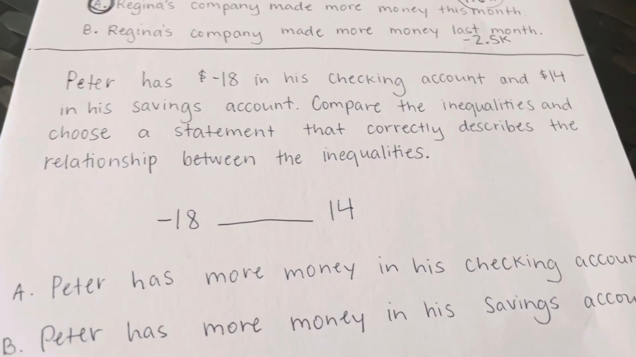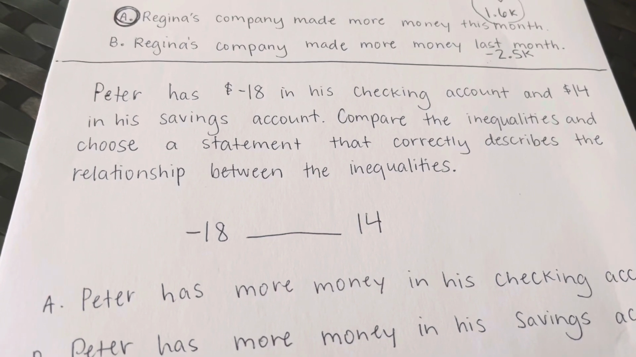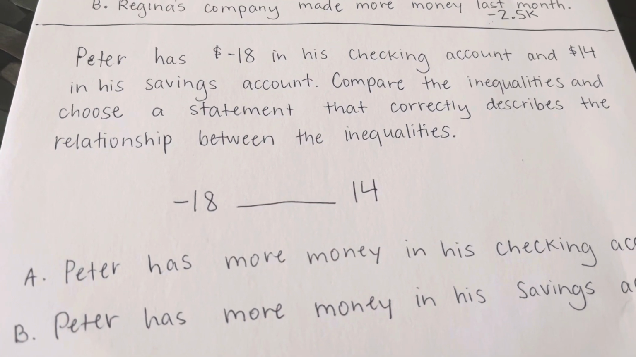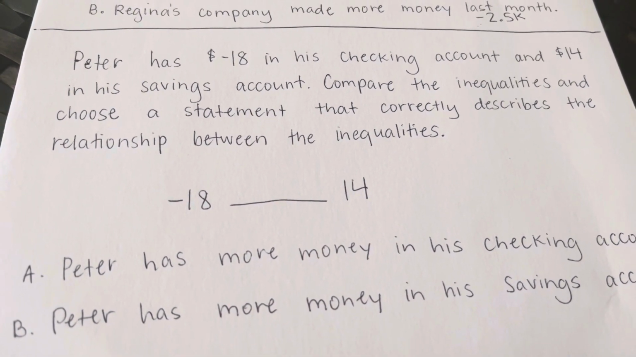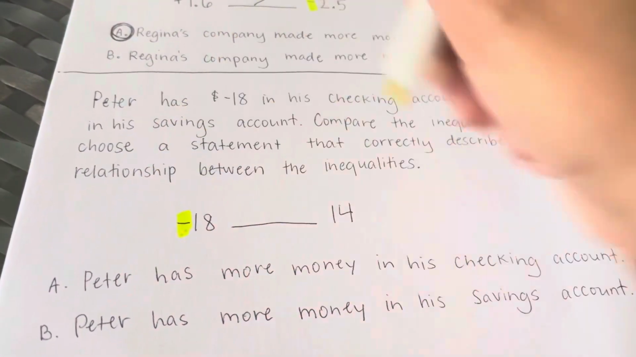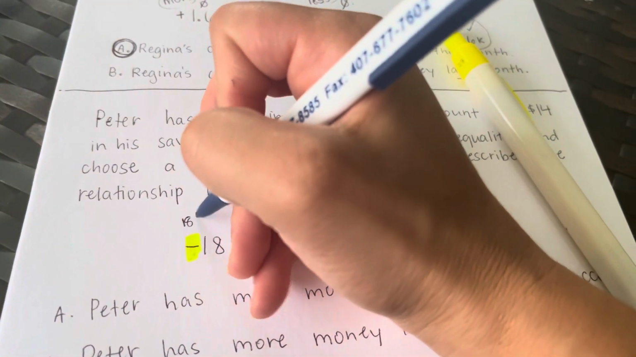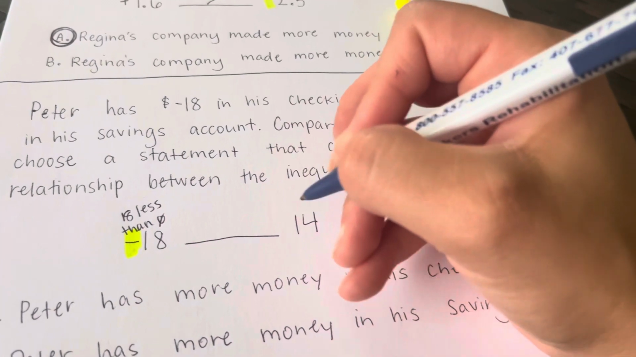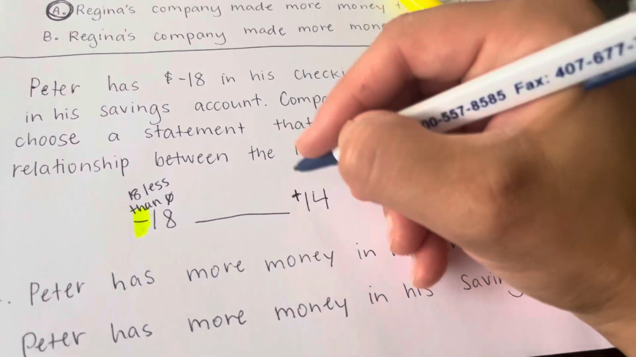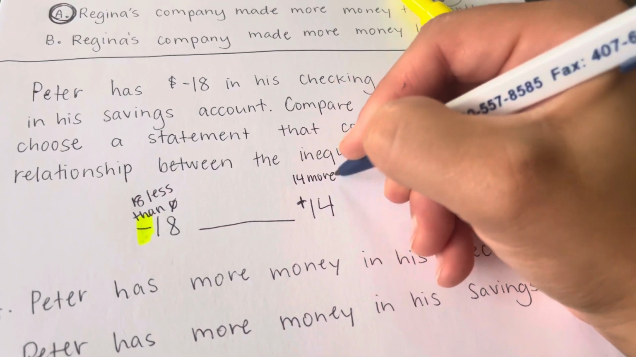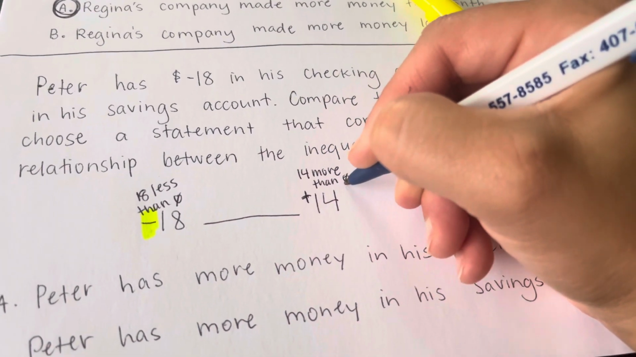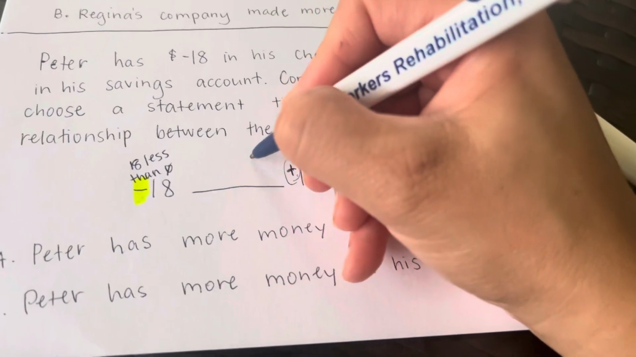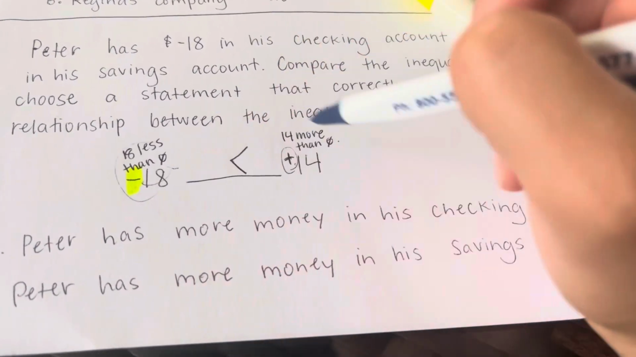Peter has negative $18 in his checking account and $14 in his savings account. Compare the inequalities and choose a statement that correctly describes the relationship between the inequalities. That negative sign tells me it's less. This is 18 less than 0. This is no symbol, which means automatically it's positive. It's 14 more or 14 greater than 0. Because this is a positive number, it's automatically bigger. This is less than 0. This is more than 0.